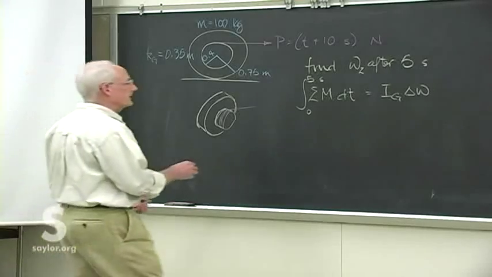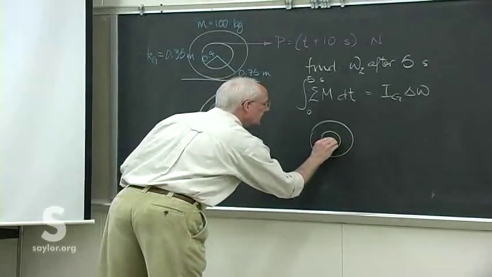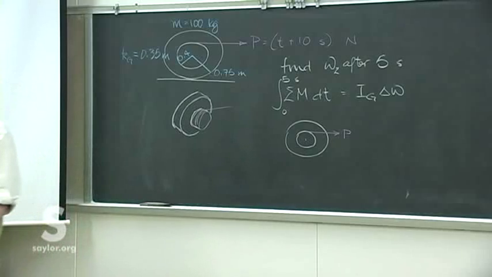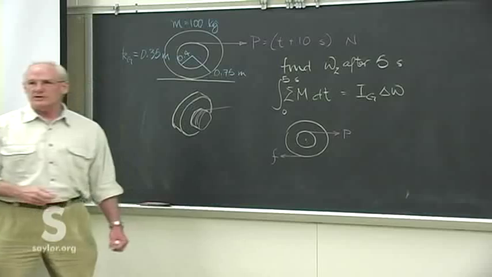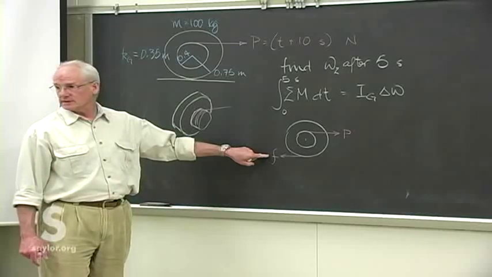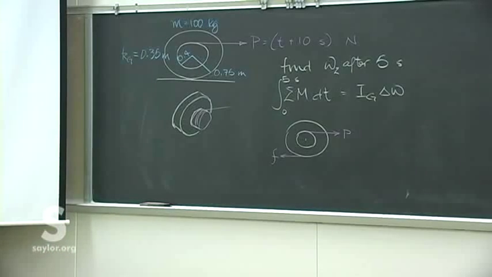Before you get too much farther, let me help you with this one. Obviously, it's got a torque applied to it due to the varying force P. Varies with time. But there's also a torque being applied to it by friction along the bottom. If that wasn't there, then it wouldn't rotate nearly as much as it does. It would slide and rotate a little bit. Thing is, this also varies with time. So you're going to have to integrate that as well.